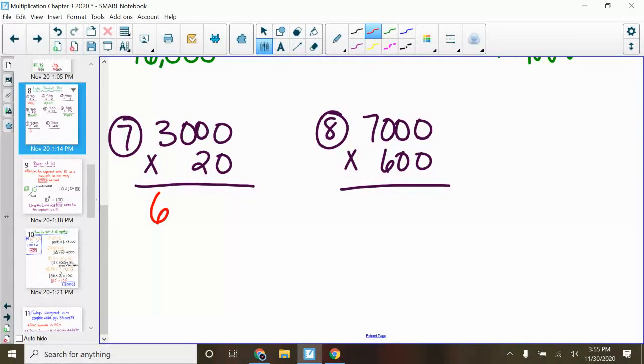And then I count how many zeros are in the whole problem. Well, this one has some zeros up here next to the 3, but then there's also a 0 down here next to the 2. So if I count all of those up, I count 4 zeros. All 4 of those zeros are going to come down here next to my 6 in my answer line. And so this gives me my answer of 60,000. So that's quick mental math for you to use for multiplication with zeros.